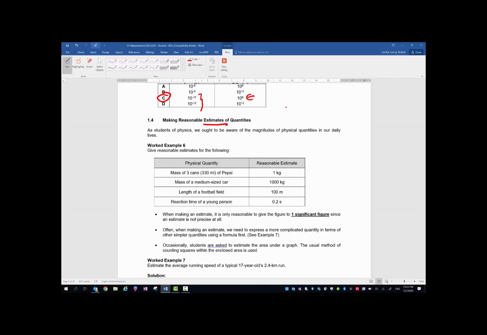So what's the significance of that? Now, as students of physics, we ought to be aware of the magnitude of physical quantities in daily life. So let's look at this work example. Give a reasonable estimate.